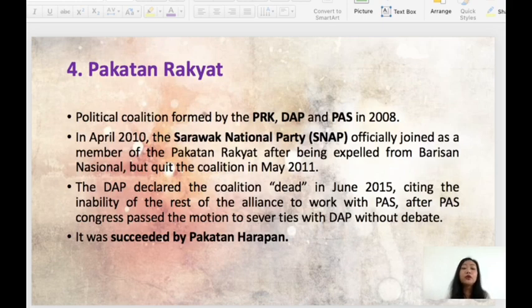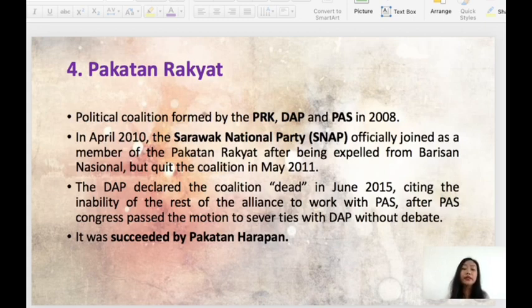Political coalition formed by the PRK, Keadilan, DAP, and PAS in 2008. In April 2010, the Sarawak National Party, also called SNAP, officially joined as a member of the Pakatan Rakyat after being expelled from Barisan Nasional, but quit the coalition in May 2011. The DAP declared the coalition dead in June 2015, citing the inability of the rest of the alliance to work with PAS after the PAS Congress passed the motion to sever ties with DAP without debate. It was succeeded by Pakatan Harapan.